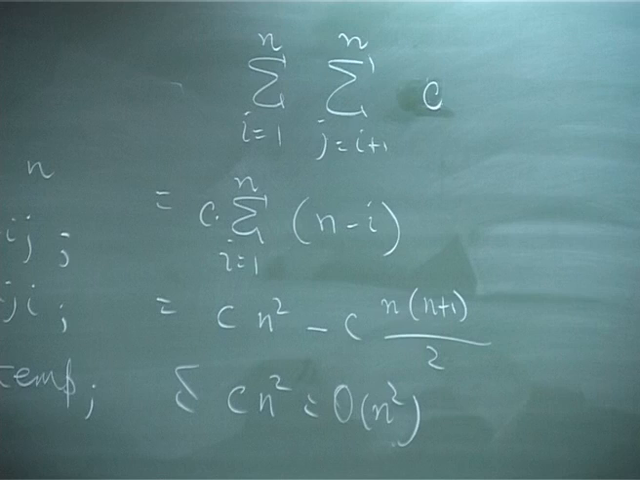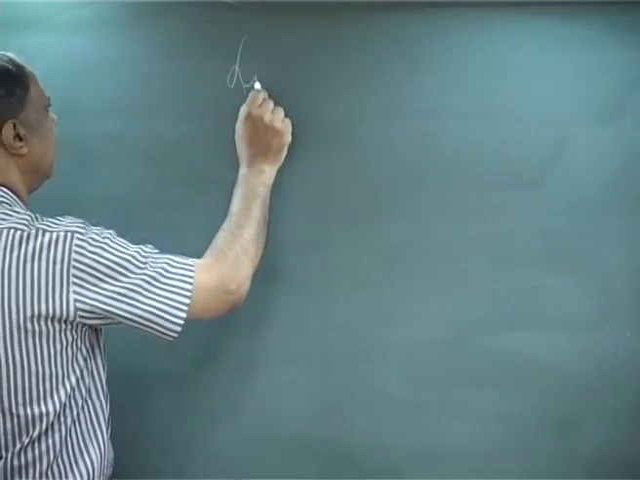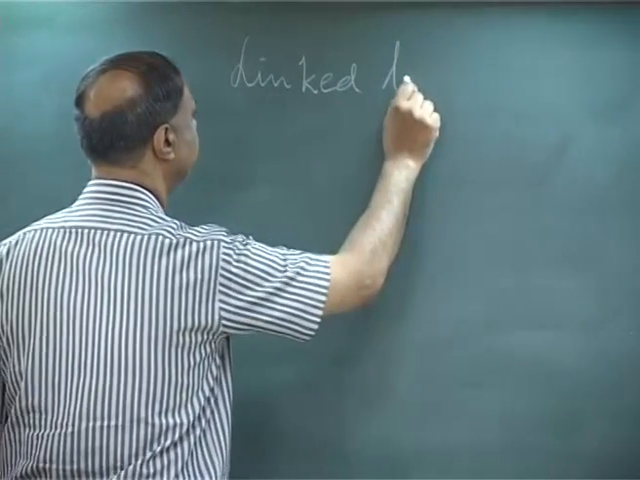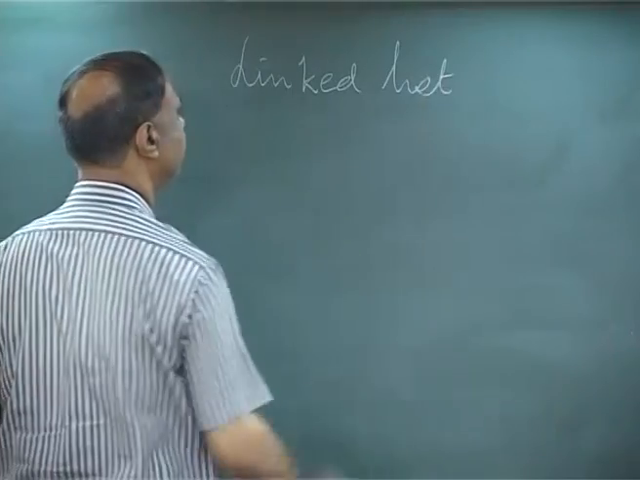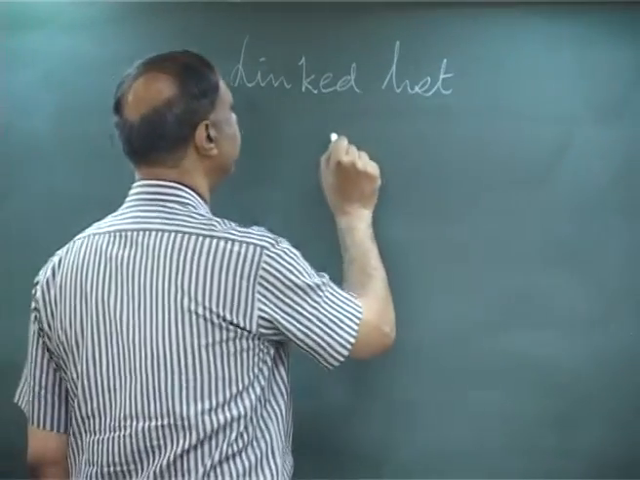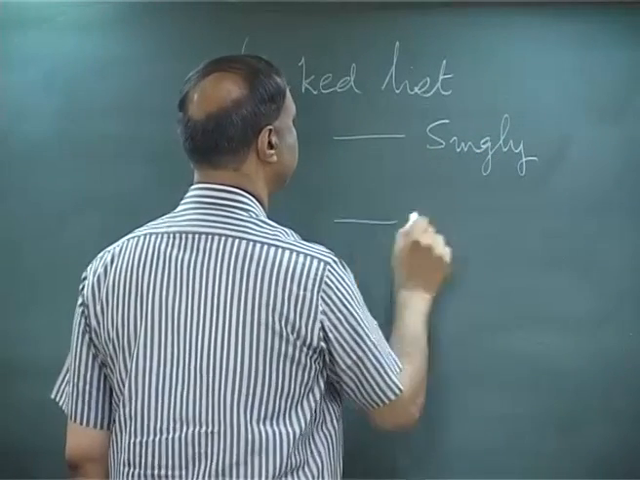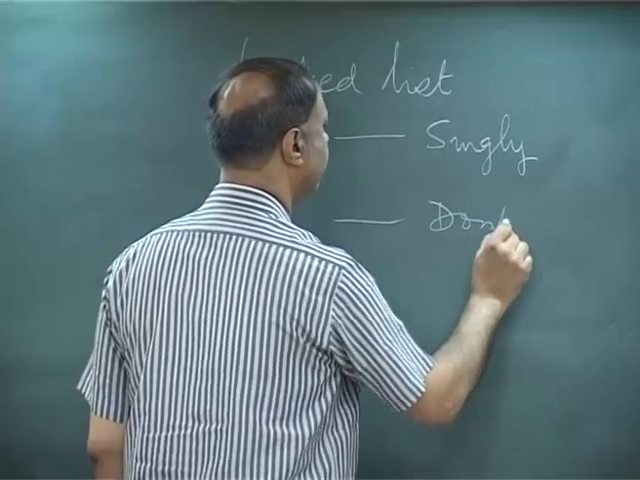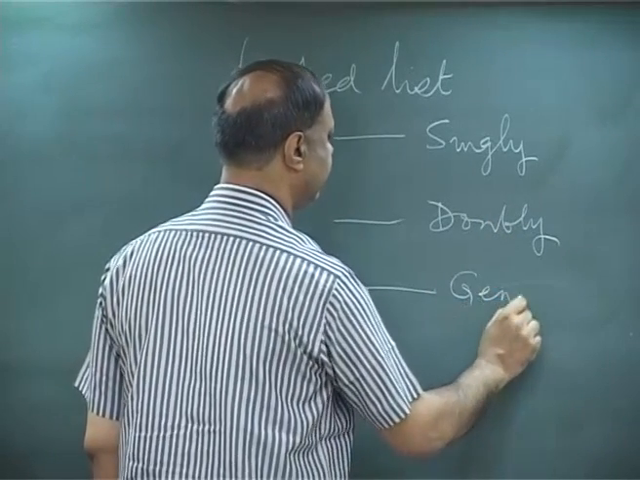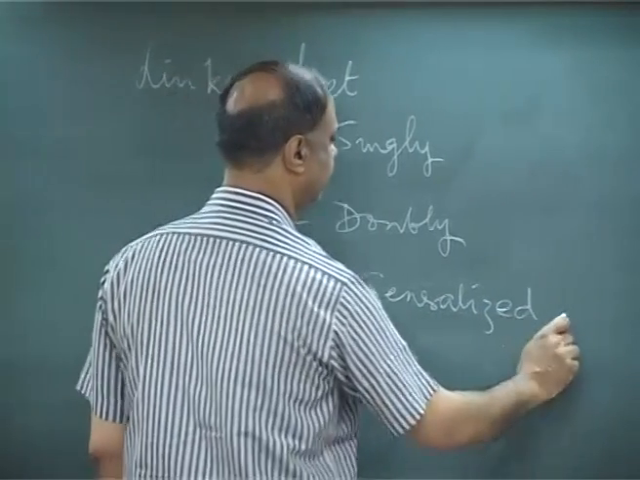Now the next data structure you were taught is the linked list. Agreed? Now in the linked list, you know, one is the single linked list. The next one is the doubly linked list. And then the generalized linked list. Remember this?